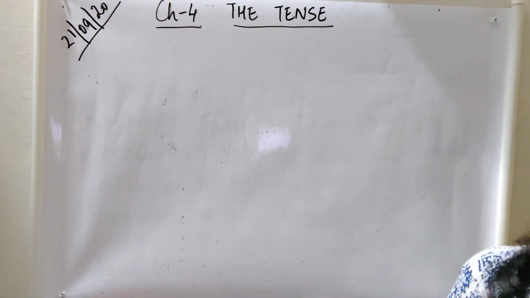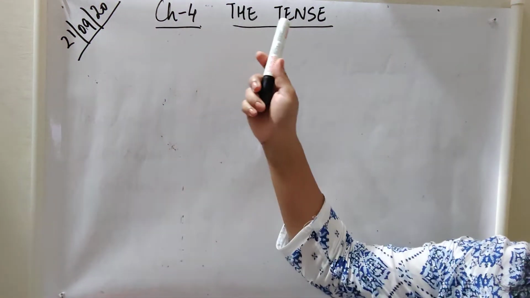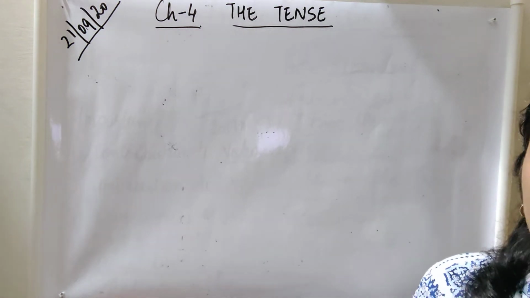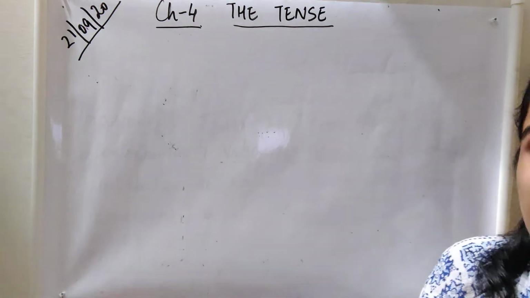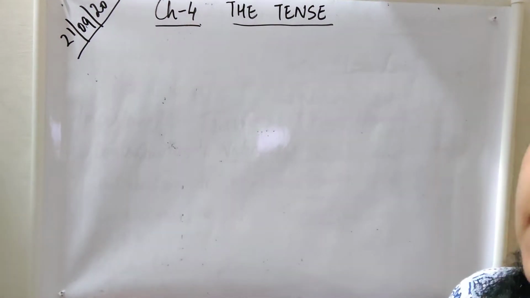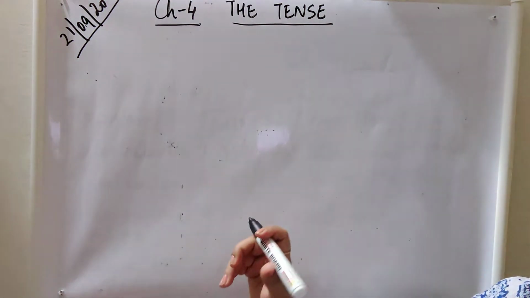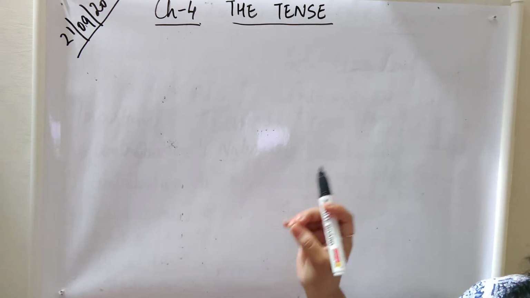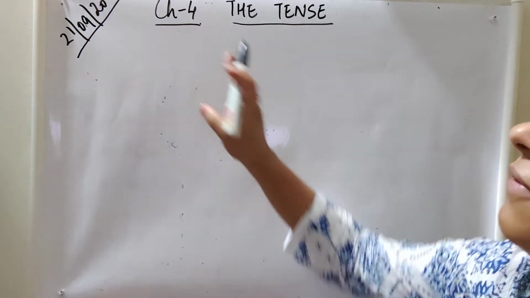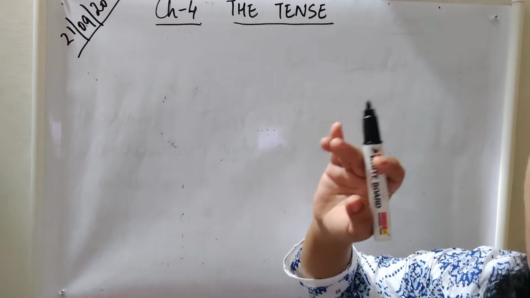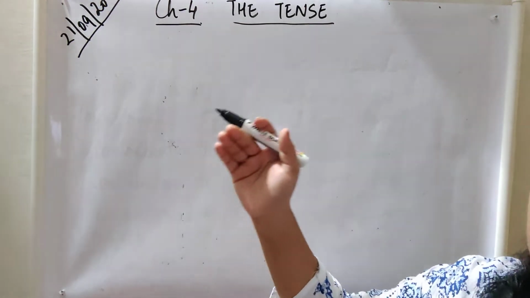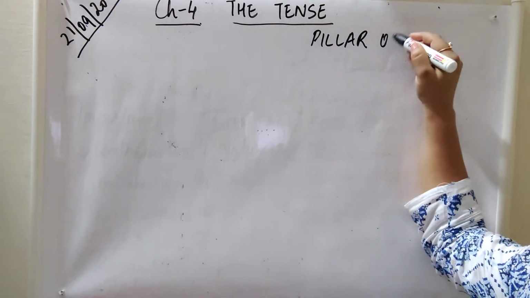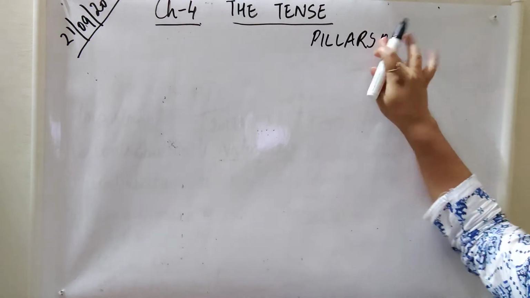Good morning, children. Today I am going to start with chapter 4, that is the tense. In this chapter, we are going to learn about the various verb forms which are used as a main verb and as a helping verb. The types and kinds of tenses we are going to learn in the next chapter. This chapter basically focuses on the verbs. I will call them the pillars of grammar, and I will discuss why they are called the pillars of grammar.